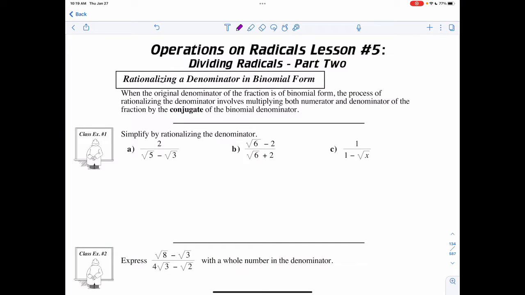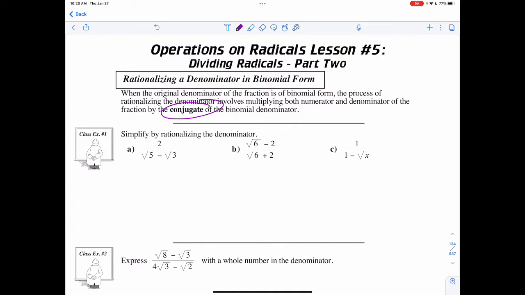All right, for the second part of dividing radicals, we're just going to look at when we have polynomial denominators. Now the catch is, when we were rationalizing in the last lesson, we could just multiply by the radical. But I have two different radicals here. If I multiply by root 5, it's going to eliminate that root 5, but it doesn't eliminate that root 3 at all. So the only way that I can eliminate it, if it is a binomial denominator, is by multiplying by the conjugate.